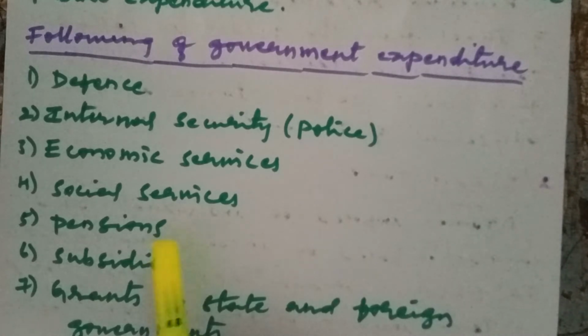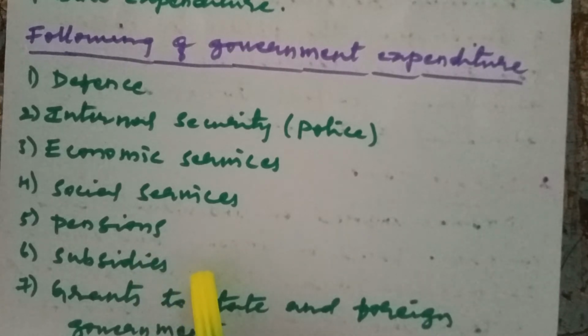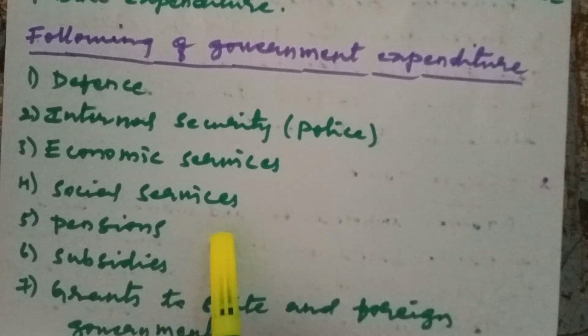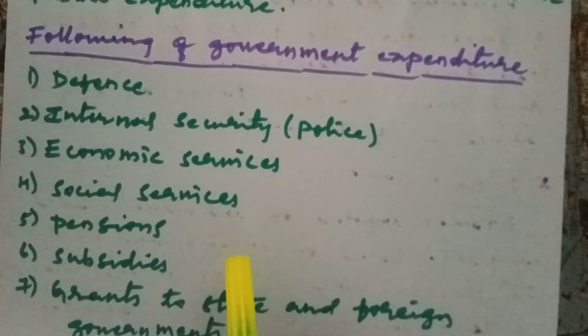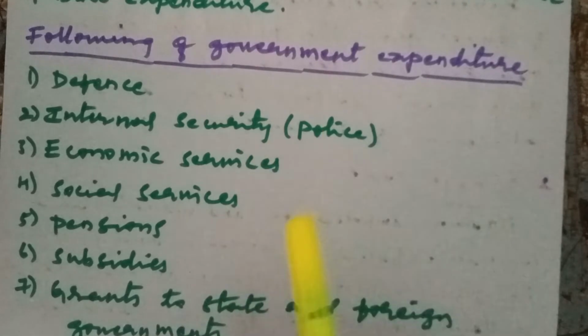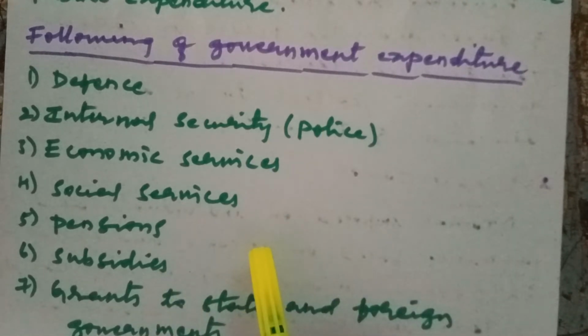What are the examples of pensions? Like the Asara pension scheme, you know very well. That is one of the best examples. On providing the Asara pension scheme, government will incur expenditure.